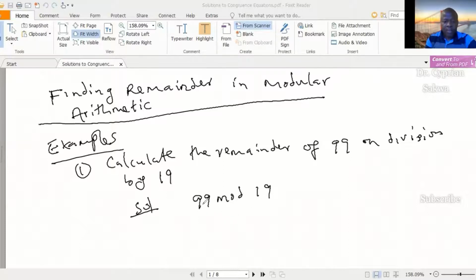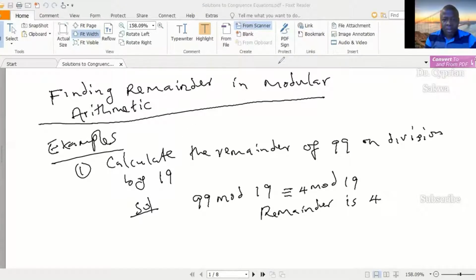And this is very easy. Just divide 19 into 99 with your calculator and then find the remainder. You'll find that the remainder will be 4 mod 19. So the remainder here is 4. I just divided 19 into 99, and you find that it goes there a number of times, and there's a remainder. The question is, what is that remainder? That's what we write here.